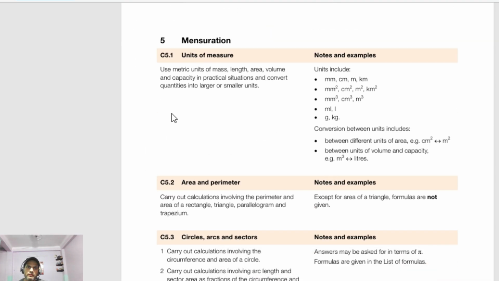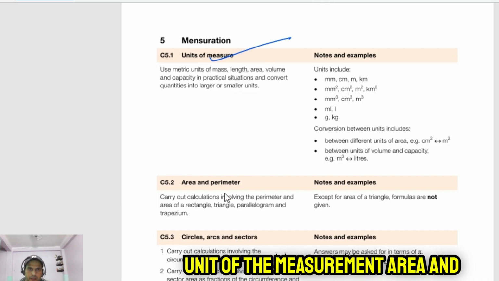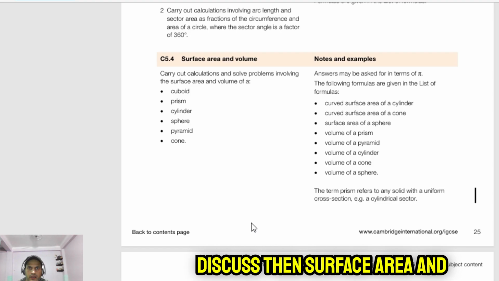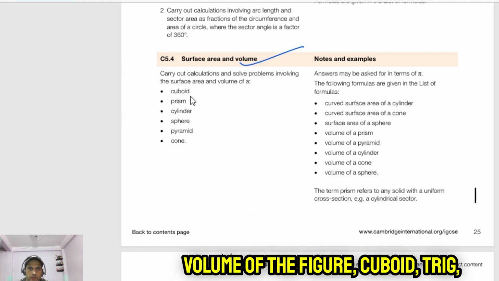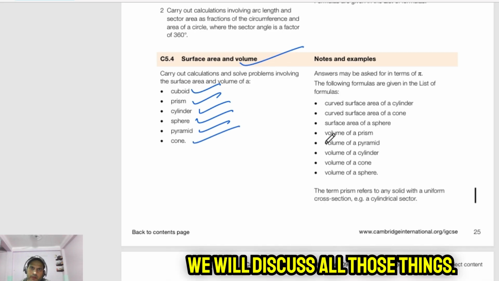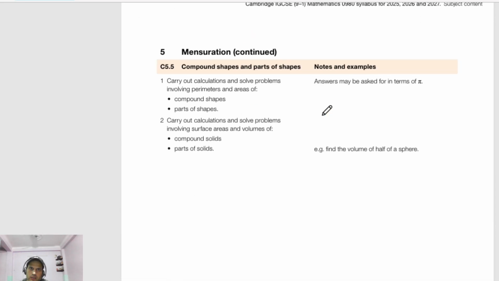Measurements: units of measurement, area and perimeter, circle and arc. We will discuss these. Then surface area and volume of figures: cuboid, prism, cylinder, sphere, pyramid, and cone. We will discuss all those things.